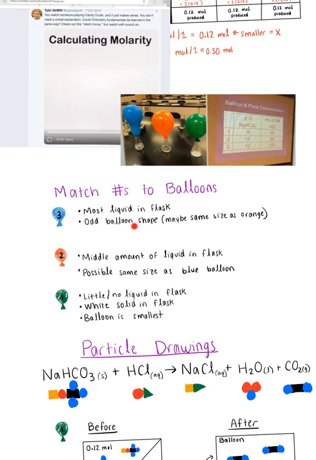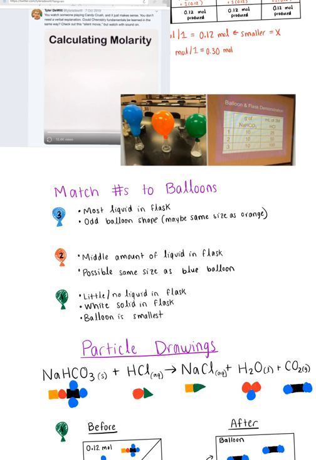There was an odd balloon shape. I think the balloon got stretched a little bit, but maybe it's the same size as orange, not really sure. Okay, the middle balloon has the middle amount of liquid, so less than this one, but more than this one. And maybe the same size balloon here, hard for us to tell. And green had little or no liquid. There was white solid, and the balloon was significantly smaller than the other two.